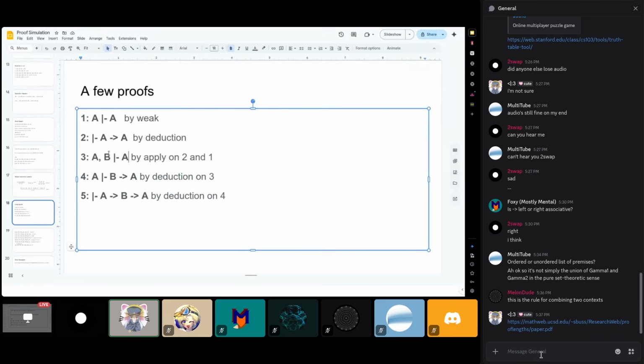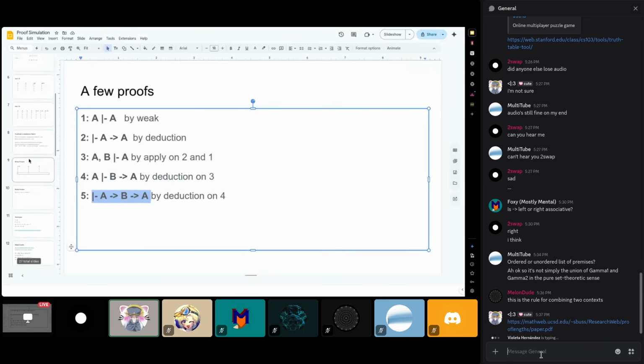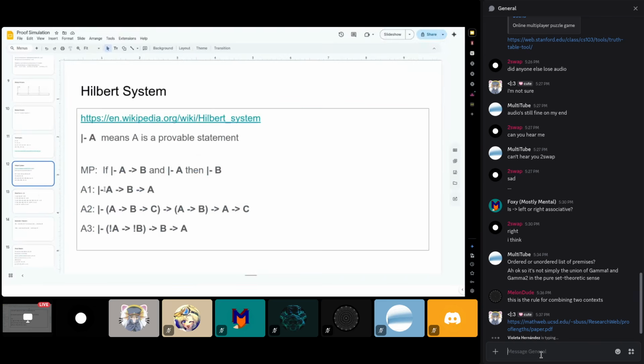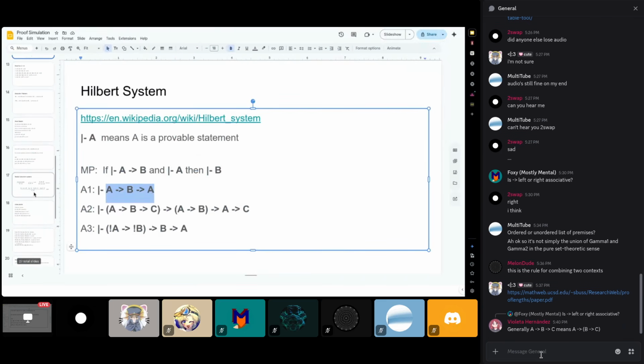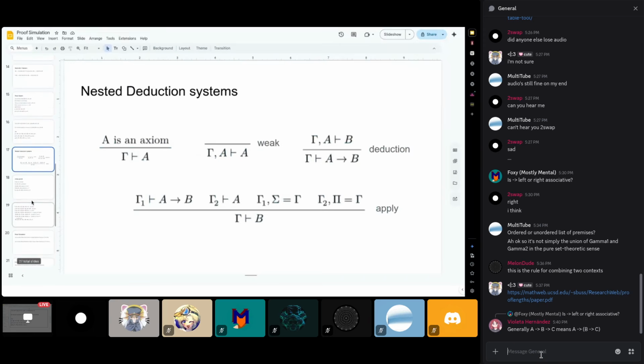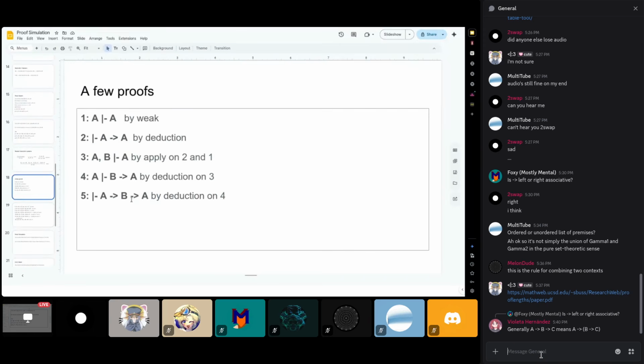All right. And then by the deduction rule, we can derive B implies A. And then by the deduction rule again, we can derive A implies B implies A. You might recognize this from the Hilbert system earlier. Where's that at? Yeah, axiom 1. So that's an interesting proof here.